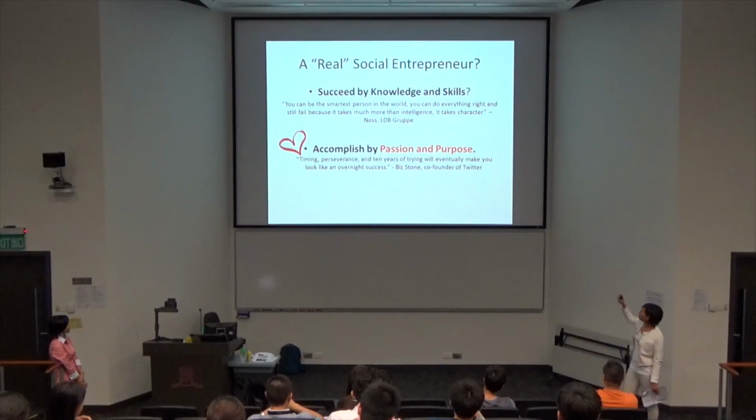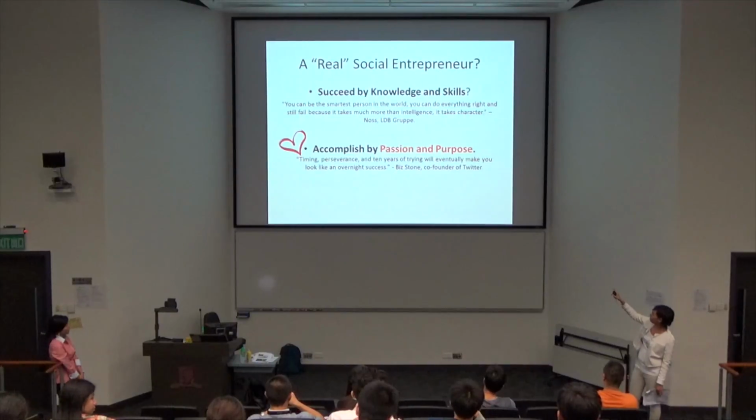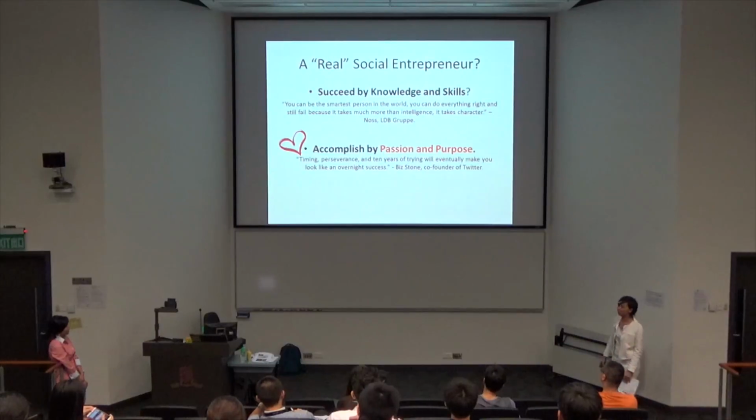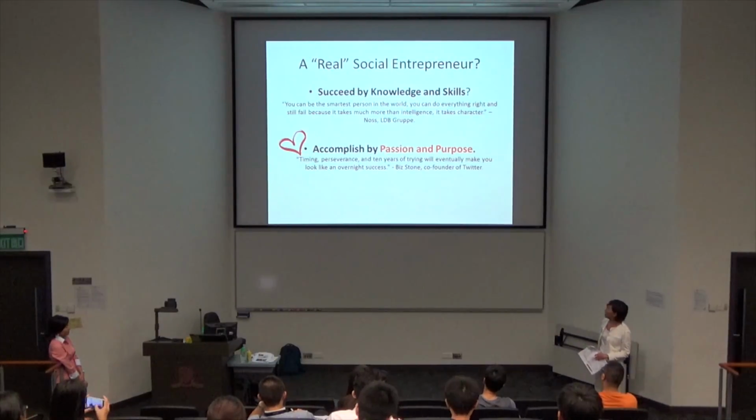And in line with what that guy said would be another guy, the co-founder of Twitter. He said, timing, perseverance, and 10 years of trying will eventually make you look like an overnight success. So what we're trying to tell you here is that whatever you're learning today will not be as important as who you are as a person.